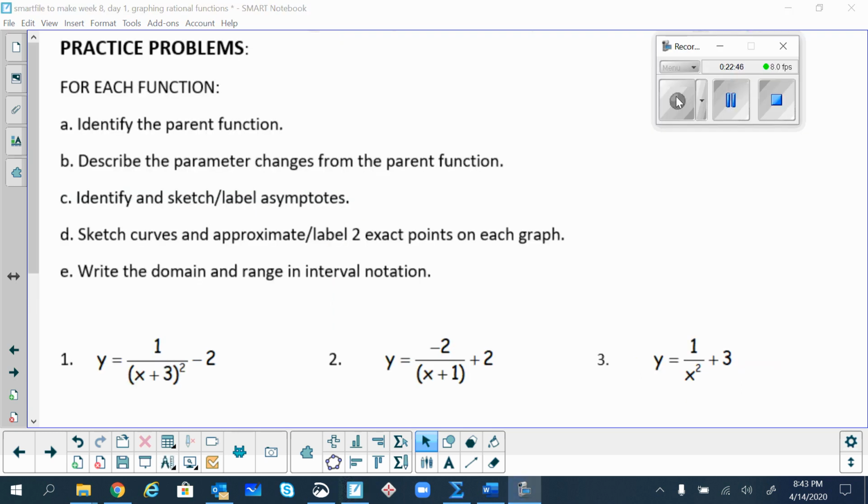Please copy the following practice problems to try on your own. For each function, you want to identify the parent function, describe the parameter changes from the parent function, identify and sketch and label the asymptotes, sketch the curves and approximate and label the 2 exact points on each graph, and write the domain and range for each in interval notation. Good luck.